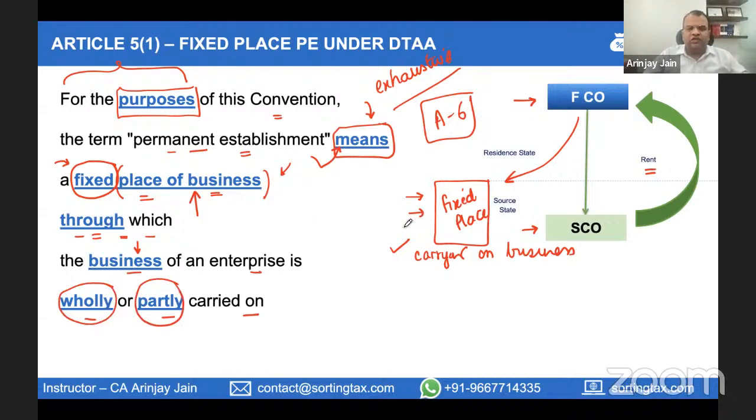Just because you have a place of business which you are using to earn certain passive income would not mean that this business place becomes a PE. As long as this place is not used for the purpose of business of the enterprise, it doesn't become a PE. Now, you may be carrying out your entire business from this place. You may be carrying out a part of your business from this place. It doesn't matter.